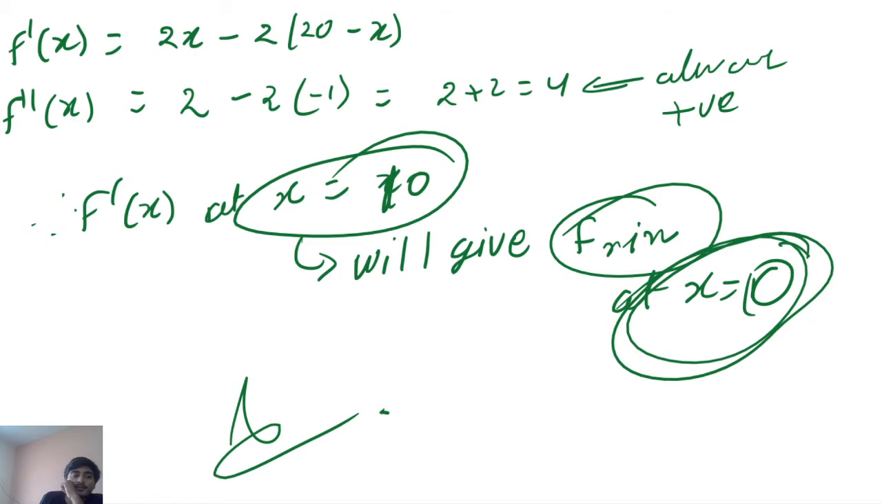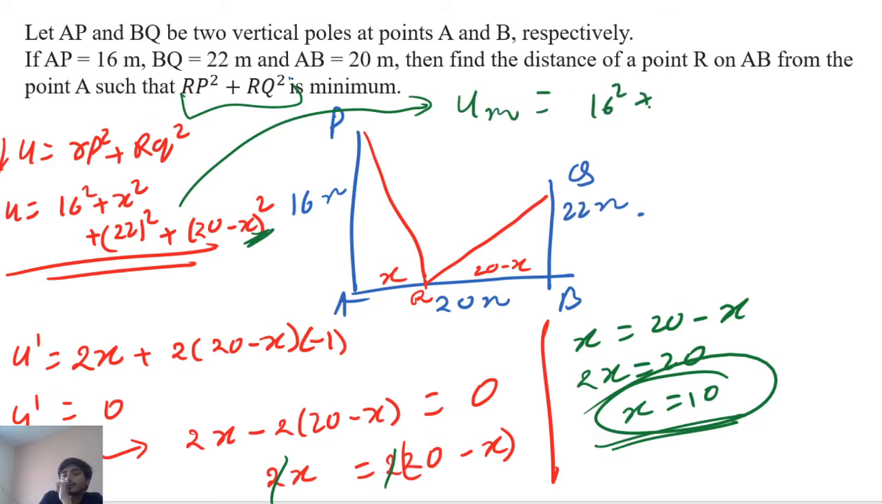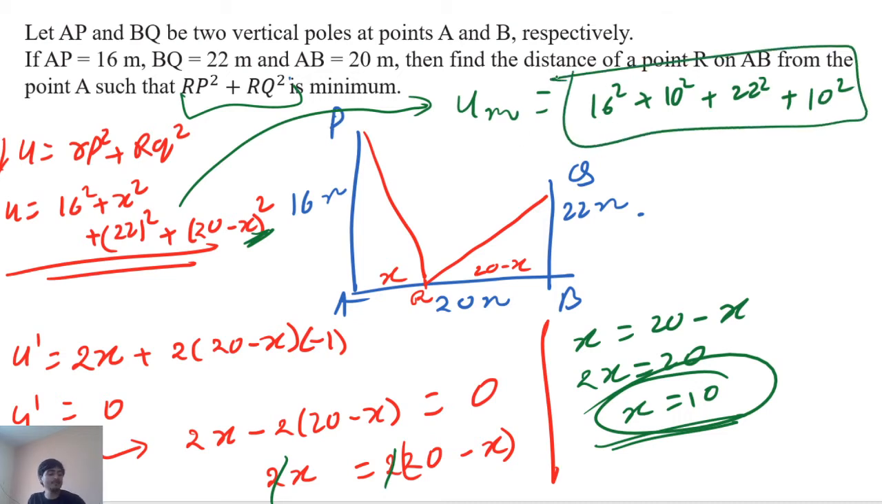So if you want to find the minimum value of this, the minimum value will be how much, at x equal to 10? We can find that using u minimum will be equal to 16 square plus 10 square plus 22 square plus 20 minus 10 square, so 10 square, right? So you can find the value of this as the minimum value. Okay, so hope all of you understood something.